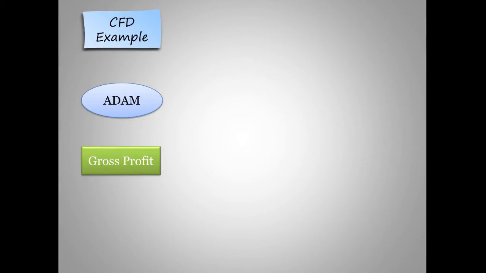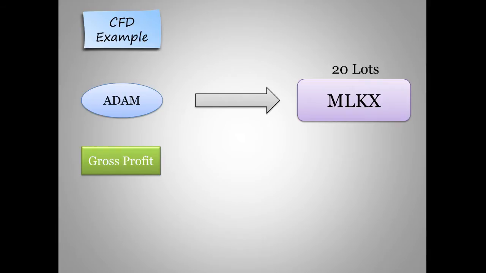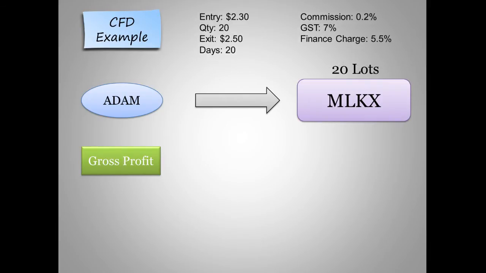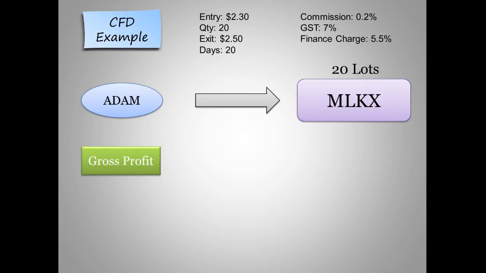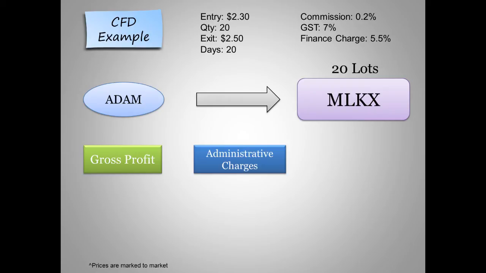Let's say Adam entered a position on an equity at $2.30, purchasing a total of 20 lots. He exited 20 days later at $2.50. Let's realize his profit. First, we calculate the gross profit, which is the difference between the closing price and the opening price. This will then be multiplied with the quantity bought, which was 20 lots. This would give us a gross of $4,000. Now for his net profit, we would need to subtract his commission and related finance charges.